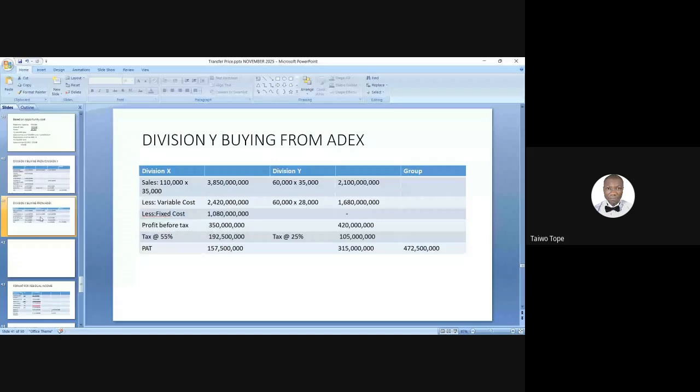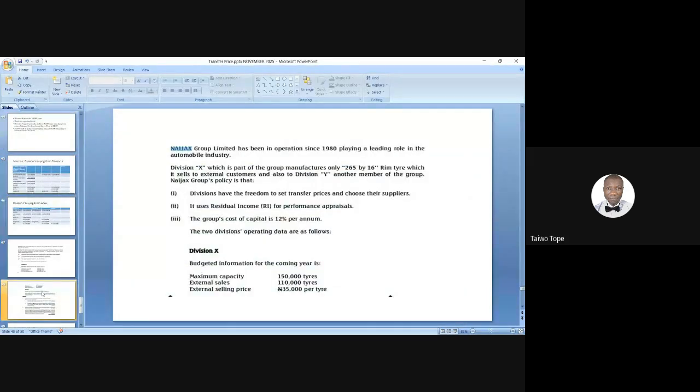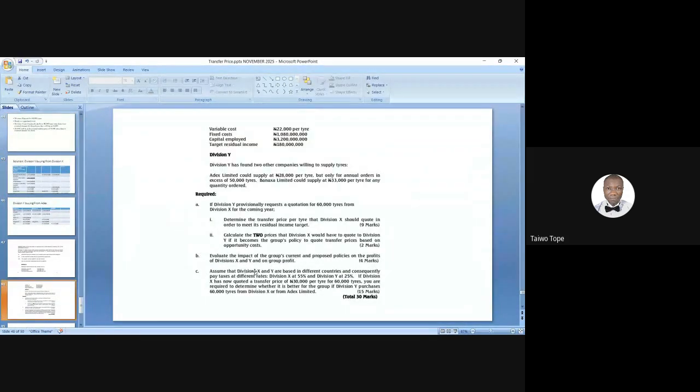472,500. So what is the question asking us to do now? Let's see the question. Assume that division X and Y are based in different countries and consequently pay taxes at different rates. Division X at 55% and division Y at 25%. If division X has now quoted a transfer price of 30,000 per tire for 60,000 tires, you are required to determine whether it is better for the group if division Y purchases 60,000 tires from division X or from ADES Limited. So let's now judge.